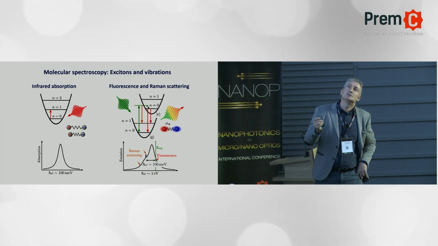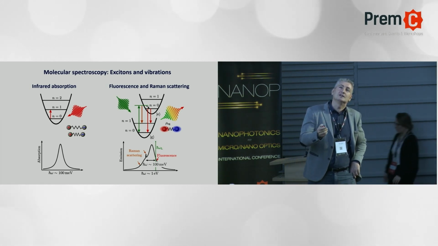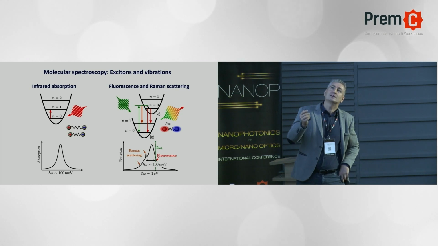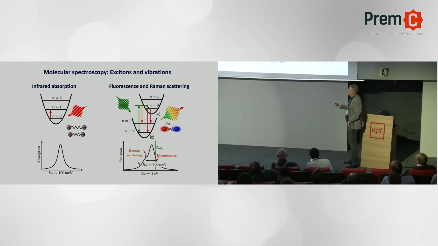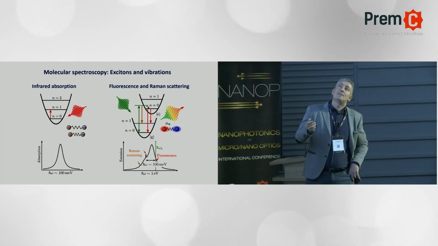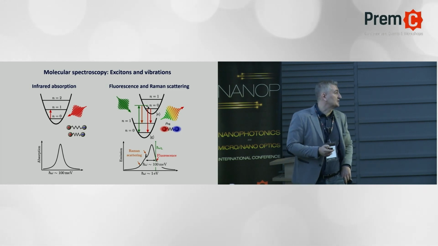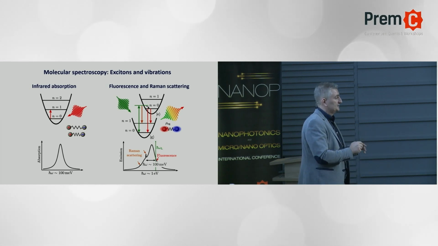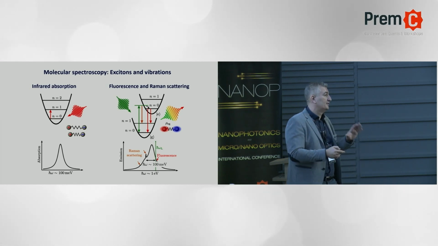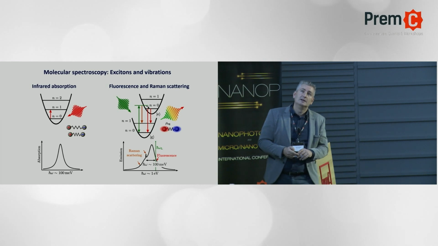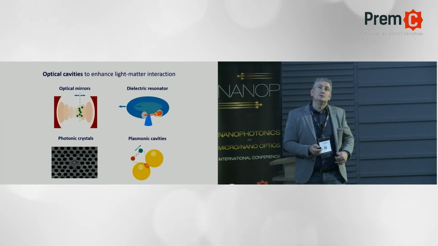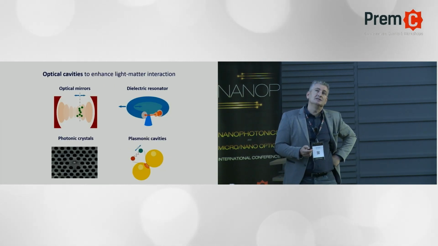We have basically two types of canonical excitations, vibrations and electronic excitations. We can excite vibrations directly with infrared absorption, and we can also excite vibrations via Raman scattering processes, inelastic processes. We can address electronic excitations via fluorescence, and the cross-sections of these processes in a few molecules or individual molecules are very, very small.